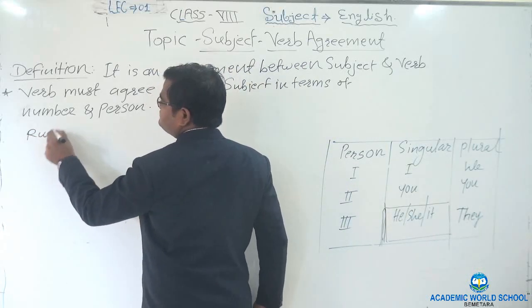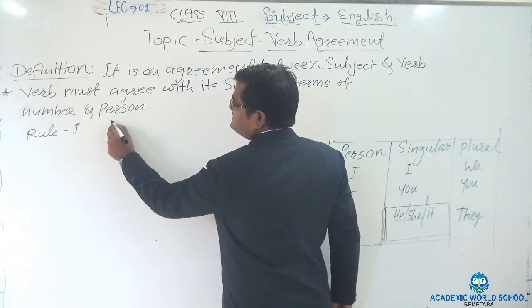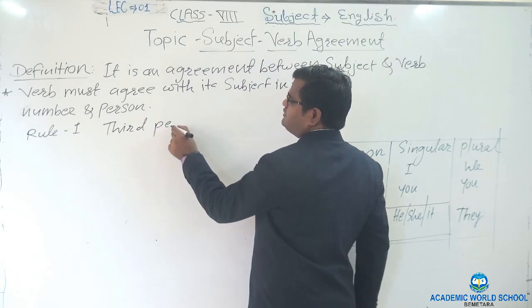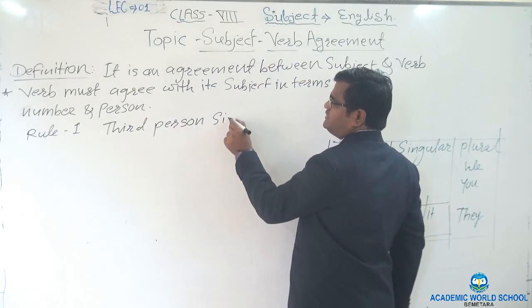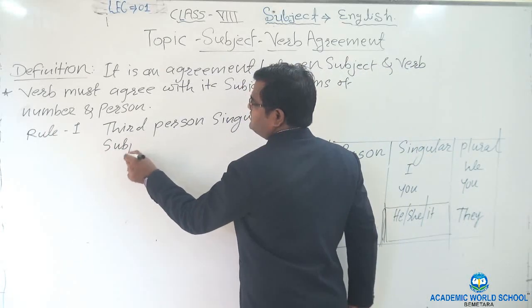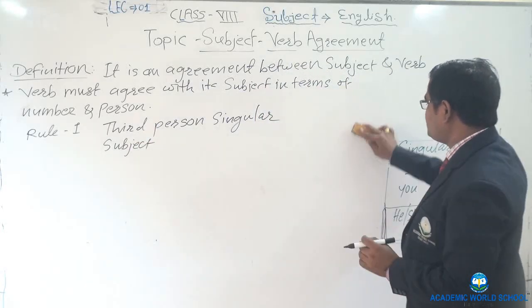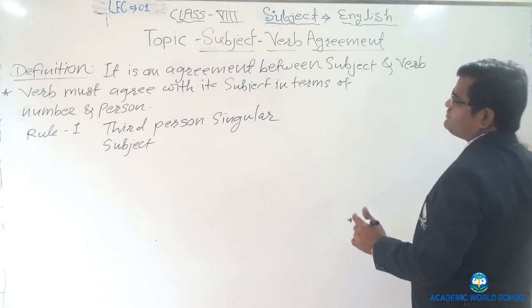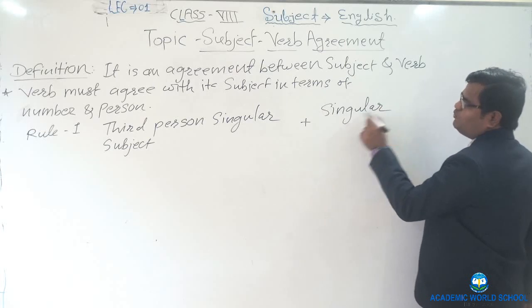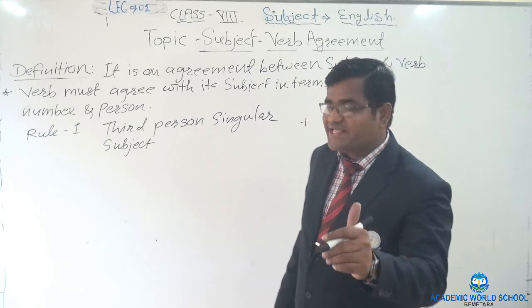Rule number one says that whenever the subject is a third person singular subject, then the verb used will also be a singular verb. Singular verb means what? It will definitely take S or ES.